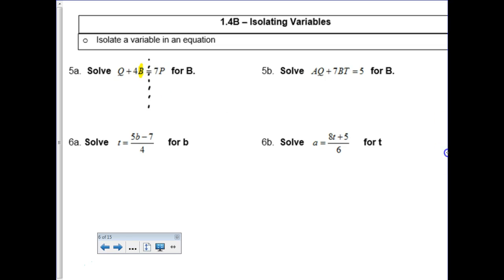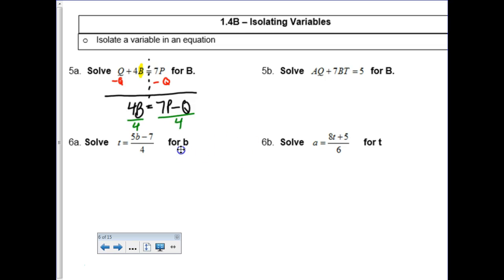You want to move any terms over. Got to do it in stages though, so we're going to subtract the Q. And we end up with 4 times B equals 7P minus Q. If it doesn't simplify, you just write down what you're reading. And then one more step, we're going to divide everything by a 4.